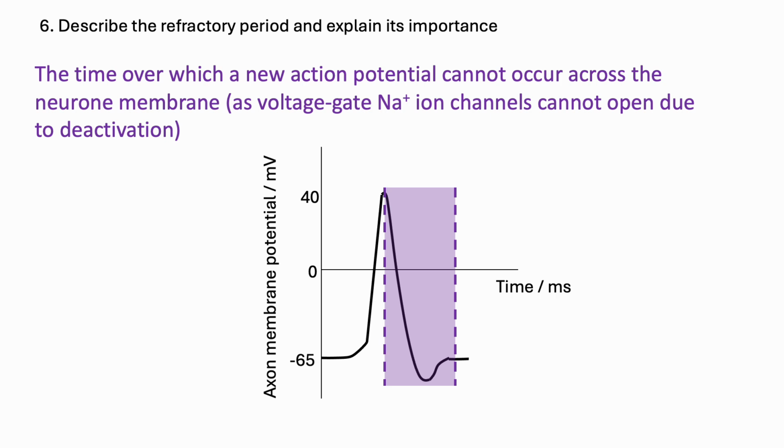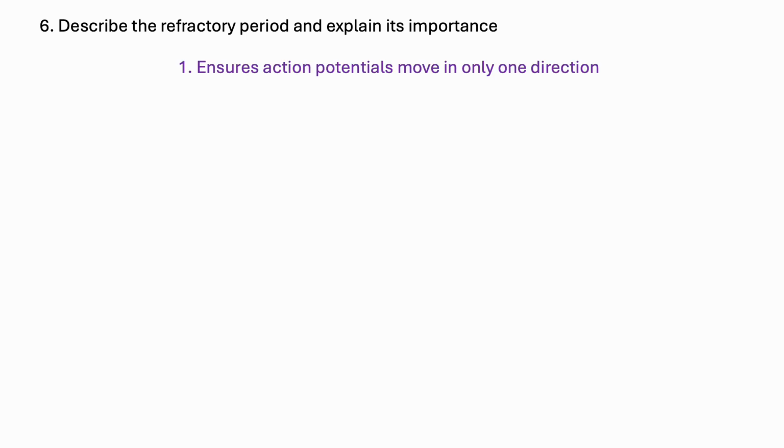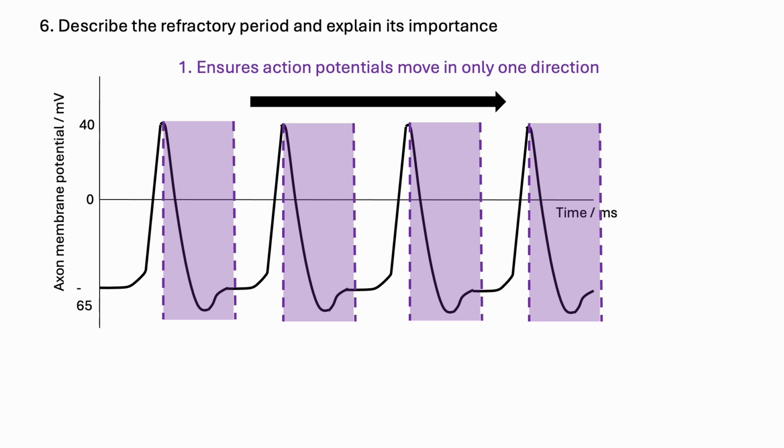What about its importance, though? There are 3 key reasons you need to explain its importance. So 1, it ensures action potentials only move in one direction. So if we look at this on this graph, we've got 4 action potentials, and they can only go to the right. They can only move in that direction. They cannot go backwards, because an action potential cannot occur after a previous one has occurred.